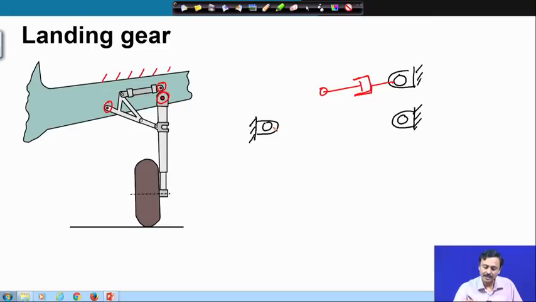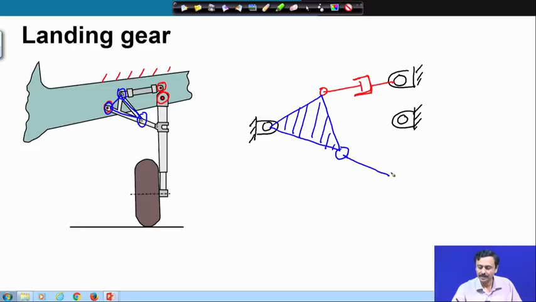To this is attached this triangular shaped link. You can easily identify now that this is a ternary link. It has got three kinematic pair arrangements. So, one is this, this and this. So, this is a ternary link. To this is attached a binary link, which is attached to the wheel.